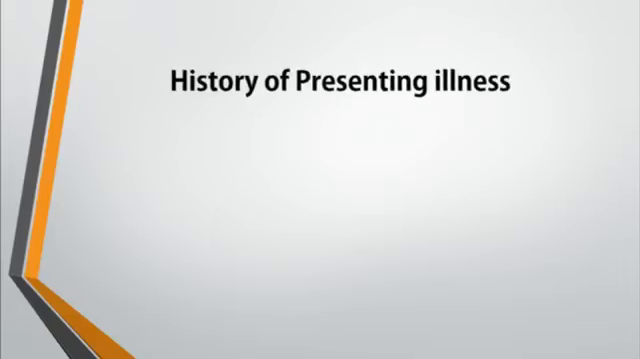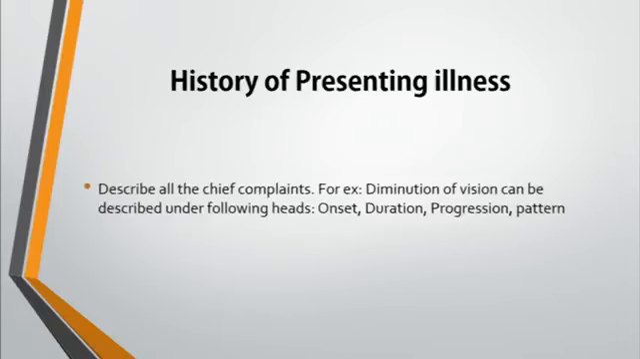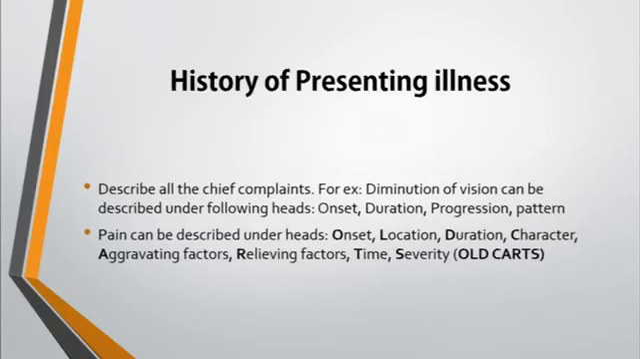History of presenting illness. Describe all the chief complaints. For example, diminution of vision can be described under following heads: onset, duration, progression, pattern. Pain can be described under heads: onset, location, duration, character, aggravating factors, relieving factors, time, severity. A mnemonic OLD CARTS can be used.